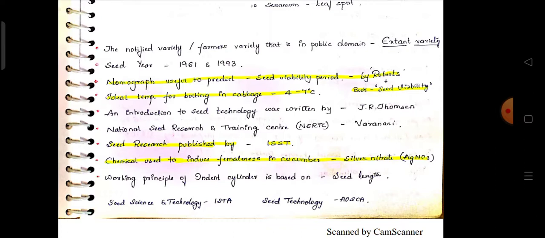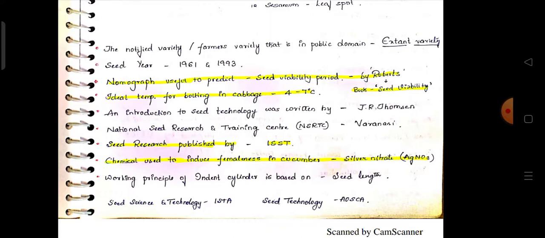Nomograph is useful to predict the seed viability period, which was given by Roberts, and he wrote a book called Seed Viability. Ideal temperature for bolting in cabbage is 4 to 7 degrees Celsius. An introduction to seed technology was written by Thompson J.R. National Seed Research and Training Center is located at Varanasi. Seed research is published by ISST.